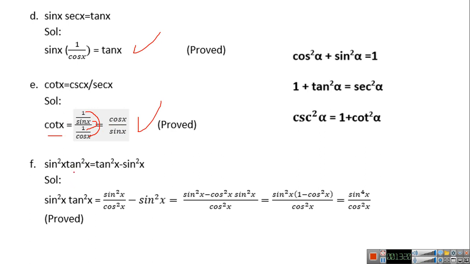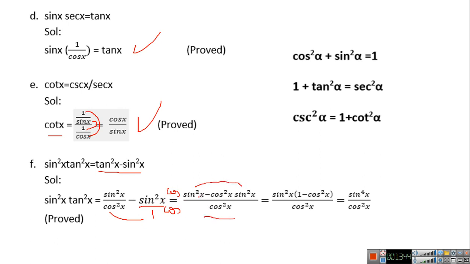Here, I want to show this one, so I'm going to start with this one. So we know that sine square over tangent square is sine square over cosine square. Minus sine square, so I have it over 1. I want the same denominator, which is cosine square x. So I multiply up by cosine square x and down by cosine square x. So what do we get? Sine square minus sine square cosine square over cosine square x.